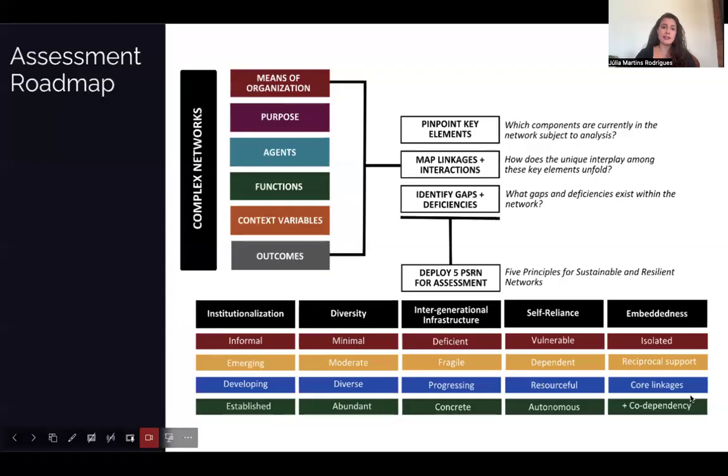And after identifying the existing and missing elements within the network under analysis, including the linkages and unique interactions among them, it is essential to evaluate whether these elements align with the highest levels of network complexity. So the diagram on screen outlines a potential pathway for this analysis. Remember, this is a flexible framework designed to be adapted to specific needs and characteristics of your own network.